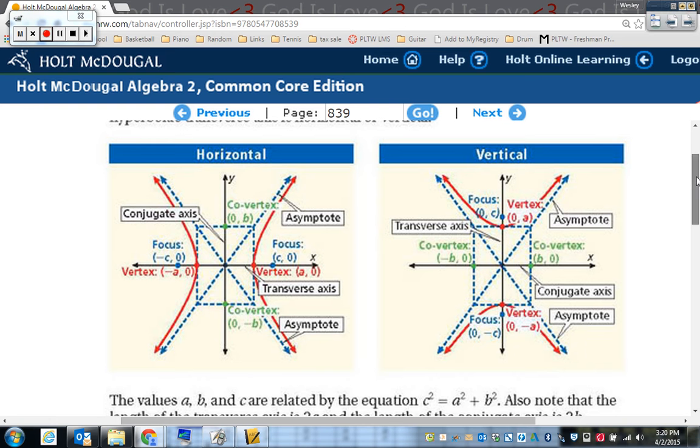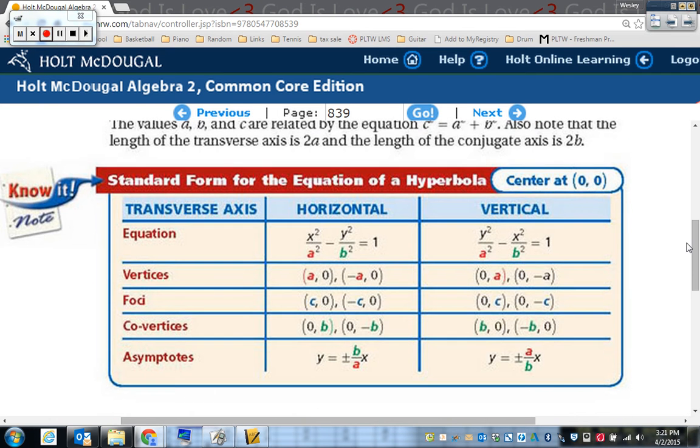There are those two graphs. If I come down here, it shows my equation. Notice my equation looks almost just like the equation of my ellipses. The only difference is that instead of using the plus sign, we're using a minus sign. Now, another difference is that with the ellipse, I can always tell the a from the b because the a is the larger number. With hyperbolas, the a is not necessarily larger than the b, but I can still distinguish it because the a is always going to be first.